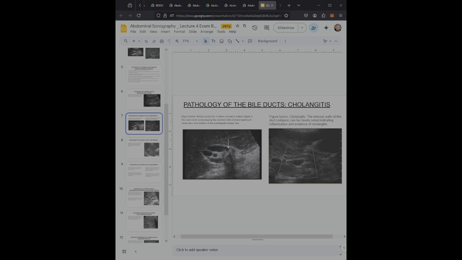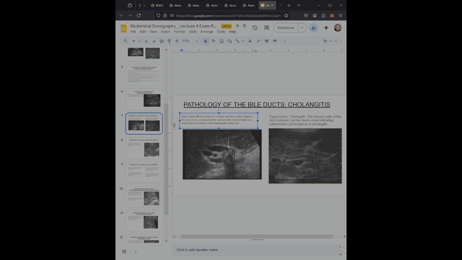Sclerosing cholangitis is characterized by fibrotic thickening of the bile ducts. It most often affects young men and is associated with inflammatory bowel disease or ulcerative colitis, with an increased risk for cholangiocarcinoma. So sonographic findings of cholangitis include biliary dilatation, biliary sludge or pus, choledocholithiasis, or bile duct thickening.